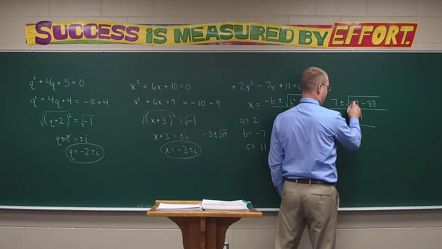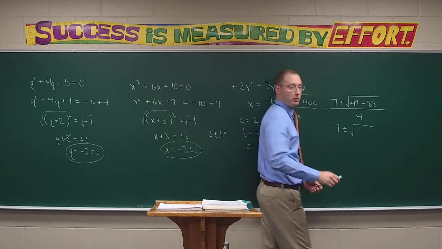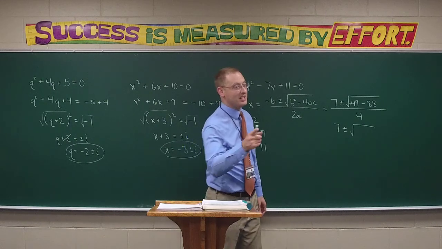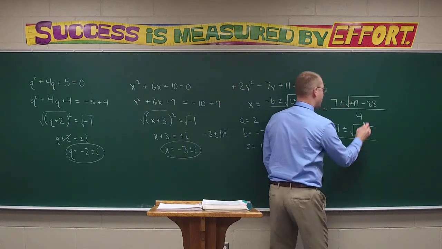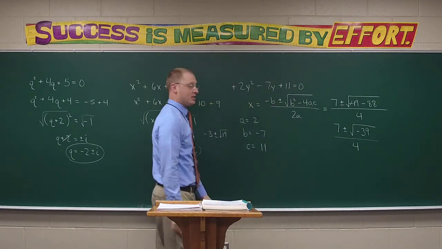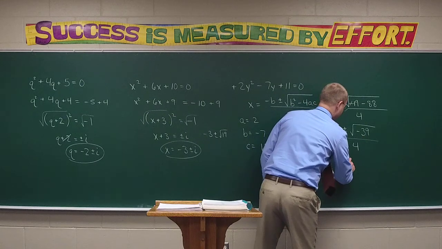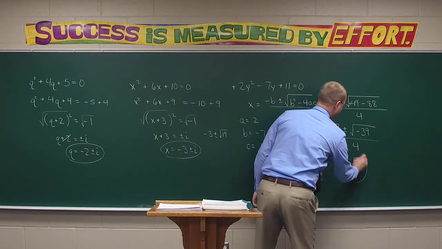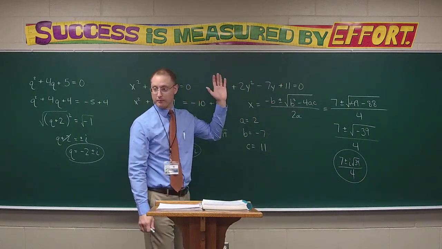Negative 39. Keep the greater absolute value. You had $49 and I tried to steal 88 somehow. Negative 39, right? Technically it doesn't really work, but negative 39 all over 4. And the only thing we have to do now, class, is pull out your i. Good, Kendall. And we get 7 plus or minus i times the square root of 39 all over 4. How many have these two answers for number 43?